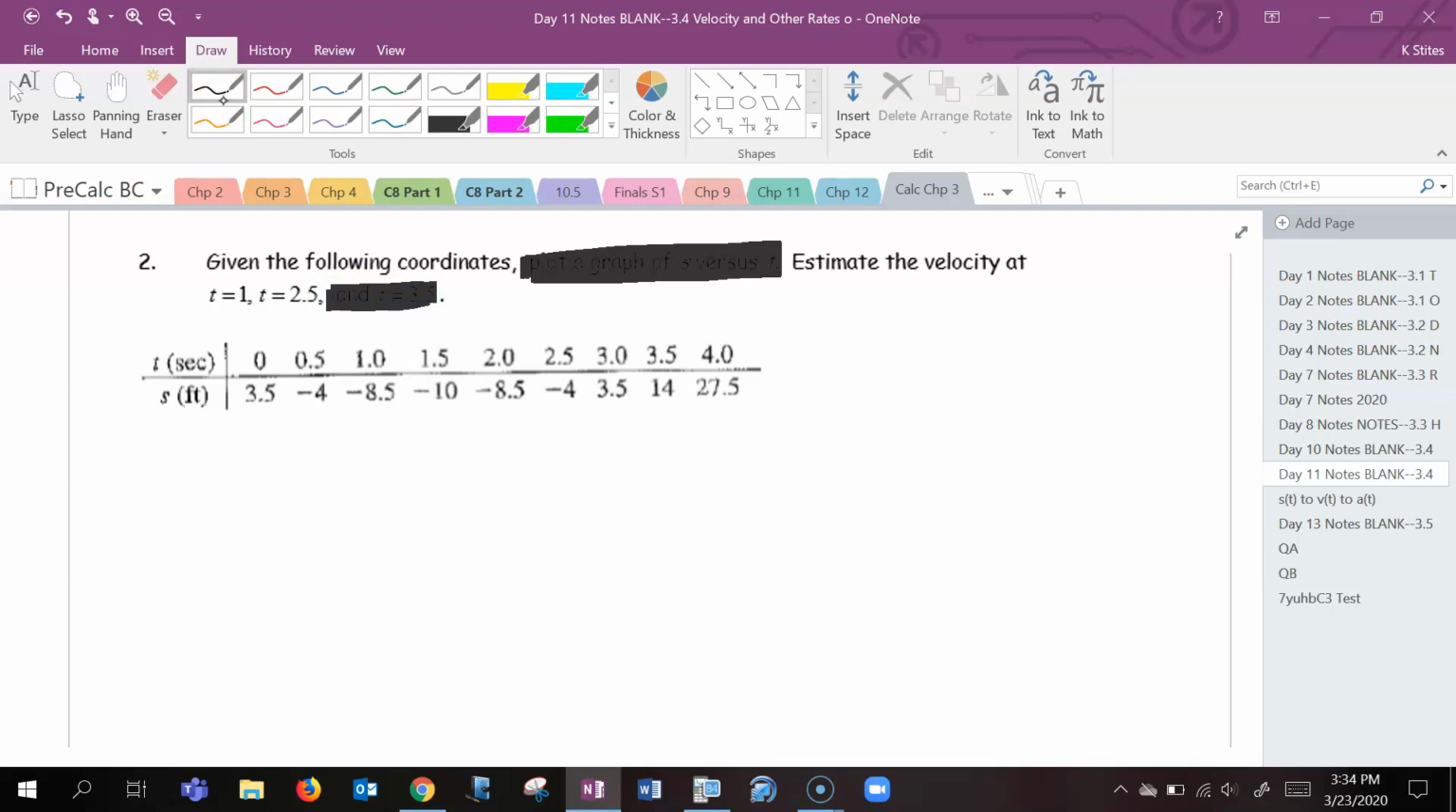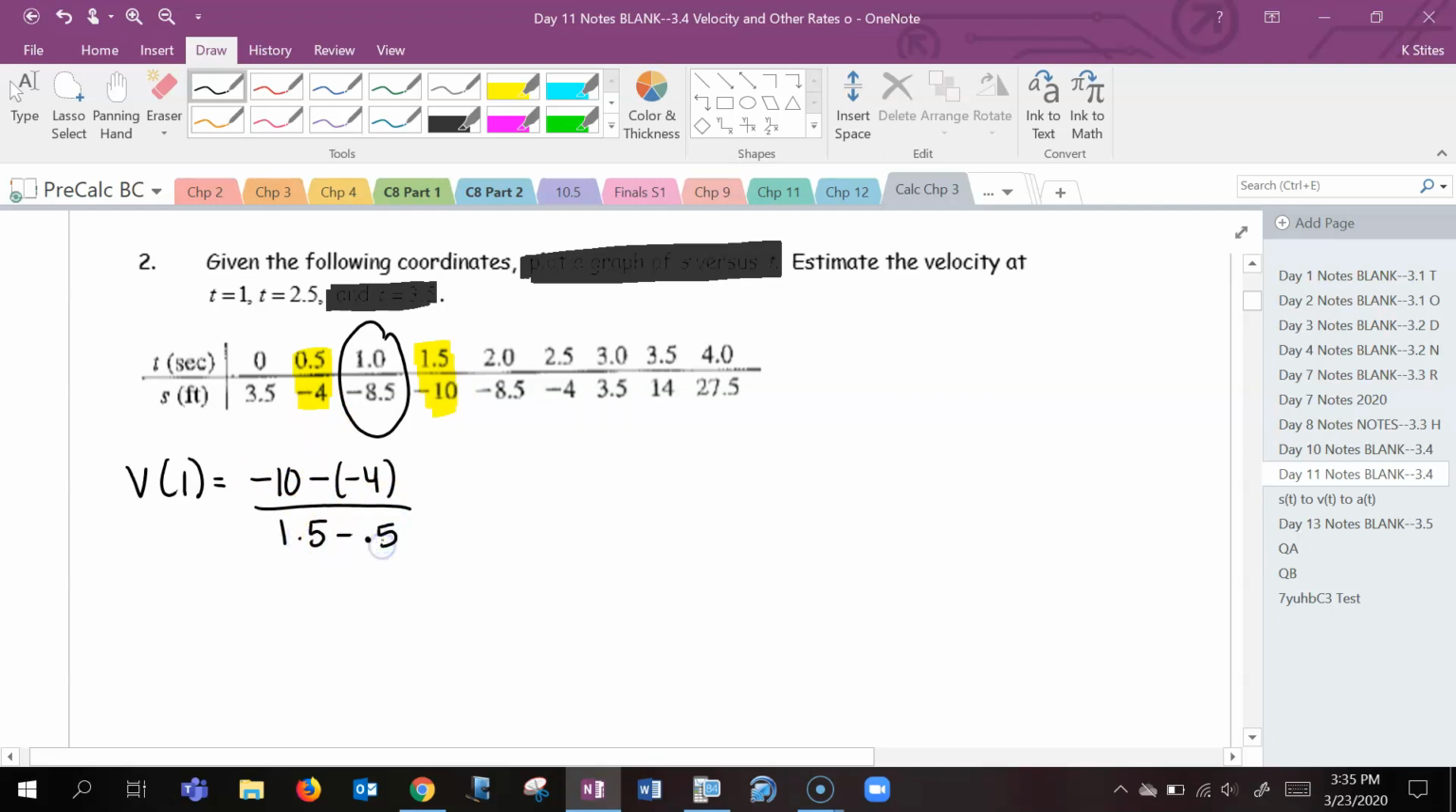When you're estimating, we're going to use the idea of the symmetric difference quotient that we talked about a few days ago. We're going to use the 2 points around the one that we actually care about. So at t equals 1 second, we find the slope using the 2 points on either side of it. The velocity at 1 second is slope. So we would say negative 10 minus negative 4 over 1.5 minus 0.5. This is your x and this is your y. That's negative 6 over 1, which is just negative 6 feet per second.